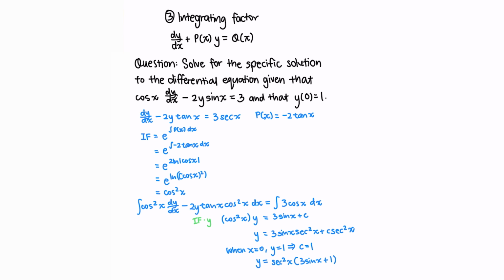Depending on the question, it may ask you to find the specific solution to the differential equation, which means we need to look at the conditions. In this case, we find when x equals 0, y equals 1, and we find out what c is. And then we substitute this value of c into y so that we can find the specific solution.